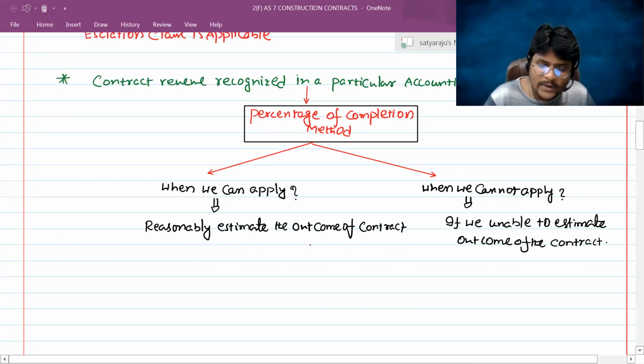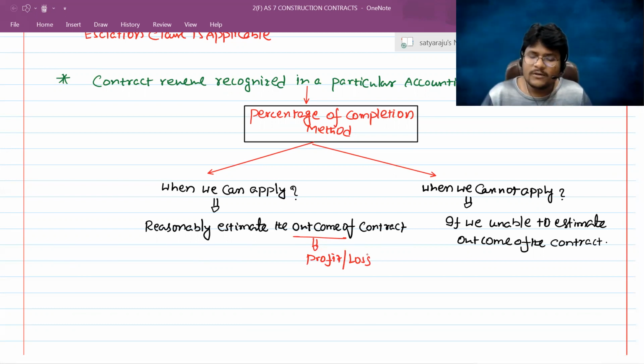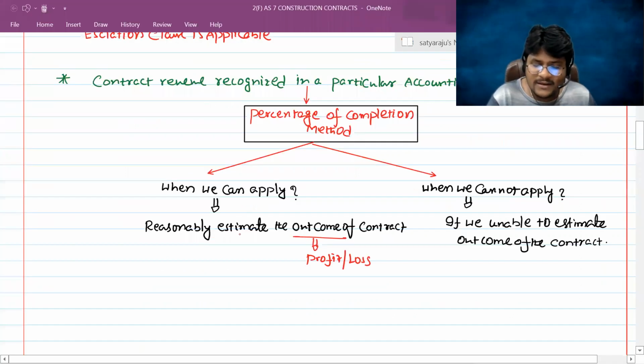So outcome means, do you know what is the meaning of outcome? Outcome means profit or loss. If right now you can reasonably estimate how much profit or loss you are going to derive from that contract, then you can apply the percentage of completion method. Otherwise we cannot apply it. The same thing he is mentioning: AS7 prescribes that percentage of completion method should not be used unless it is possible to make a reasonable estimate of the final outcome of the contract. If you can reasonably estimate, then you can apply. Otherwise, you should not apply.